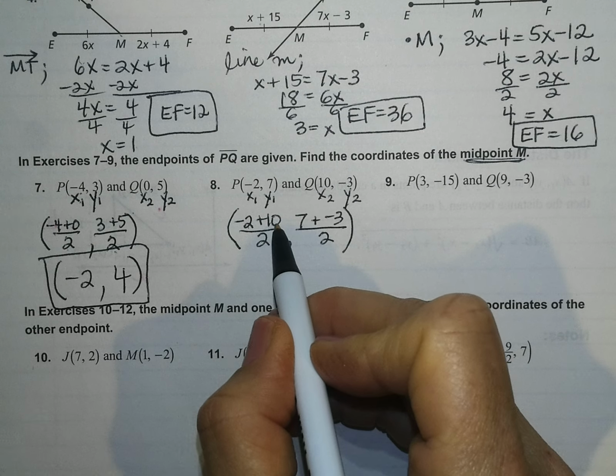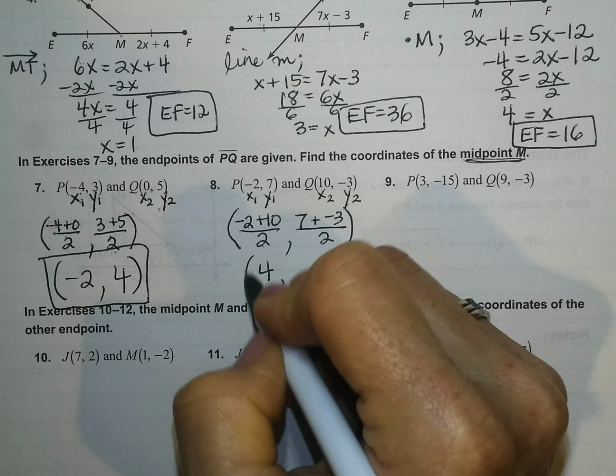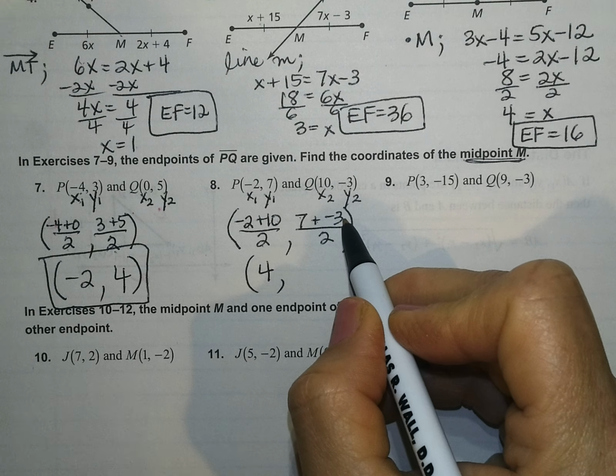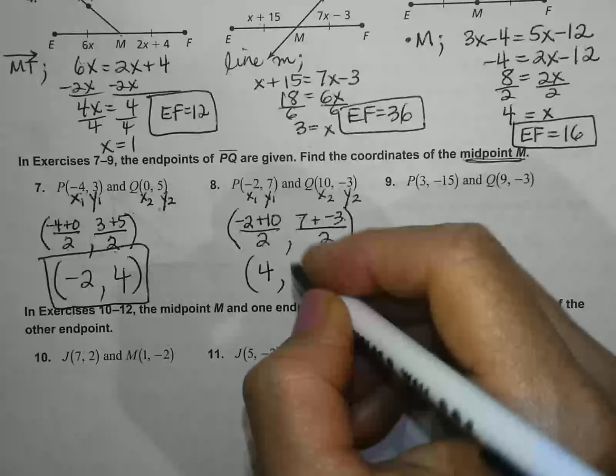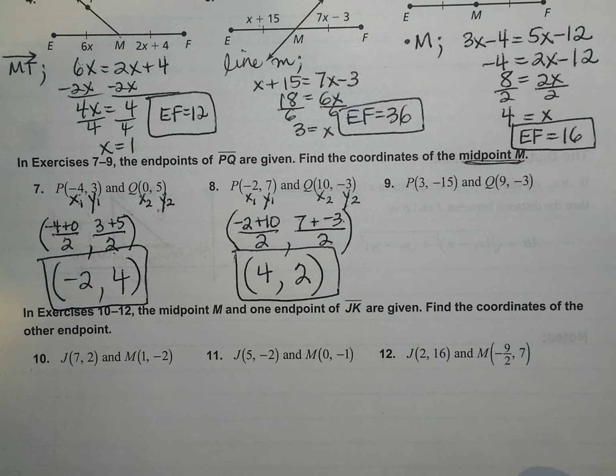So negative 2 plus 10 is 8. 8 divided by 2 is 4. 7 plus negative 3 is 4. 4 divided by 2 is 2. Final answer, put a box.